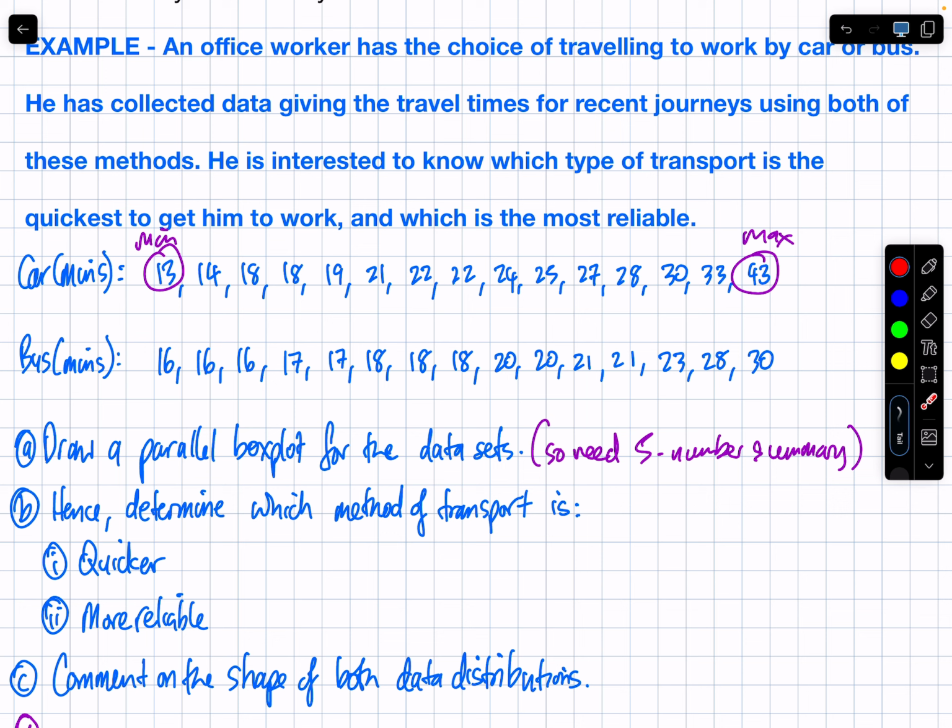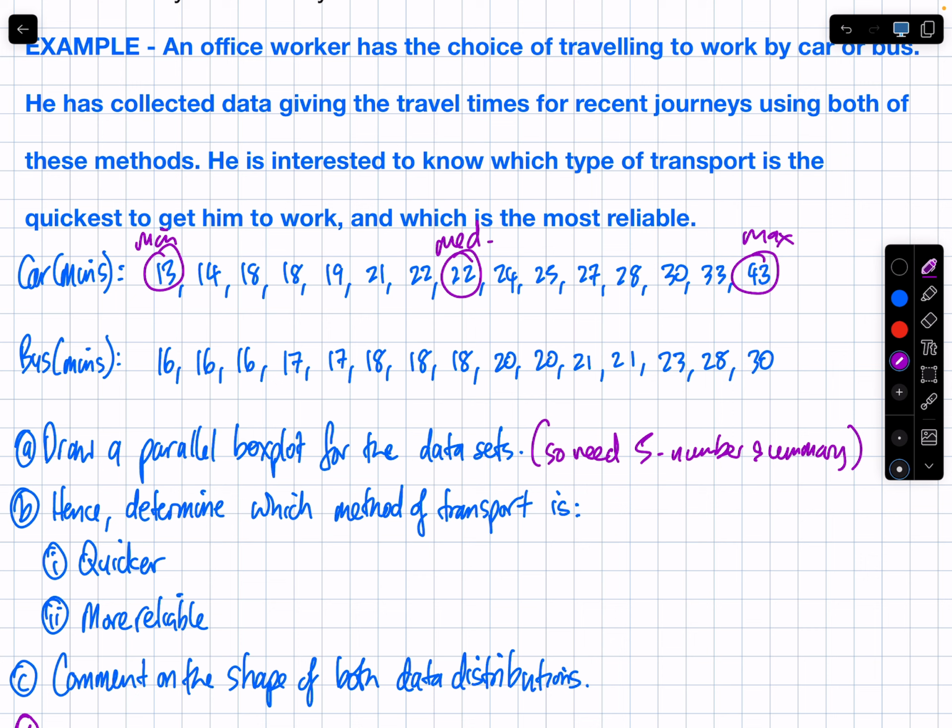I'm not going to write the formula here, but I'll talk you through it. How many bits of data are there? 1, 2, 3, 4, 5, 6, 7, 8, 9, 10, 11, 12, 13, 14, 15. There's 15 bits of data. Plus 1 is 16. 16 divided by 2 is 8. So the median is going to be the 8th number along. 1, 2, 3, 4, 5, 6, 7, 8. The second 22, that's the median. I have 3 out of the 5-number summary.